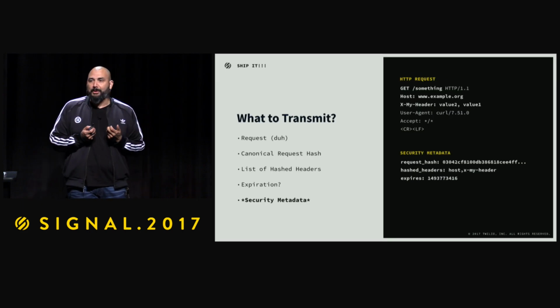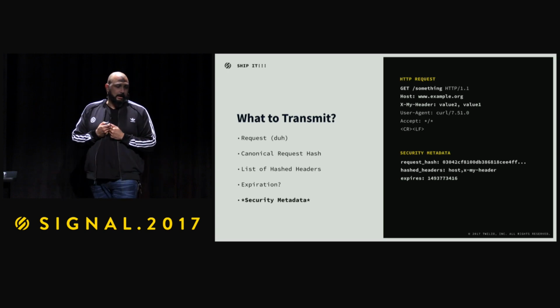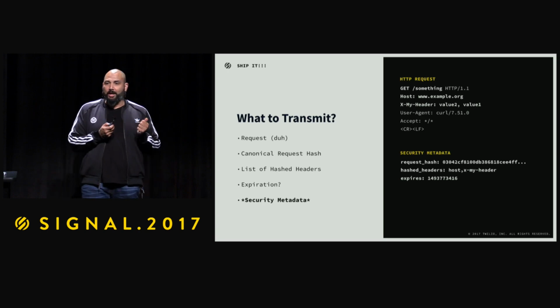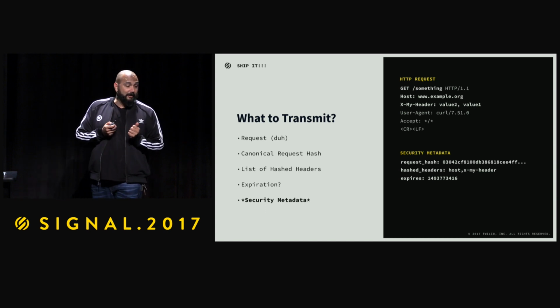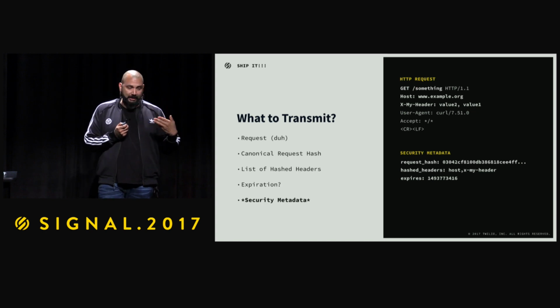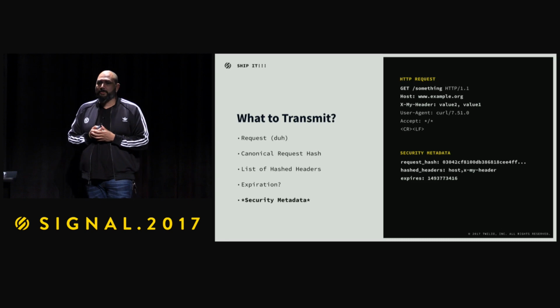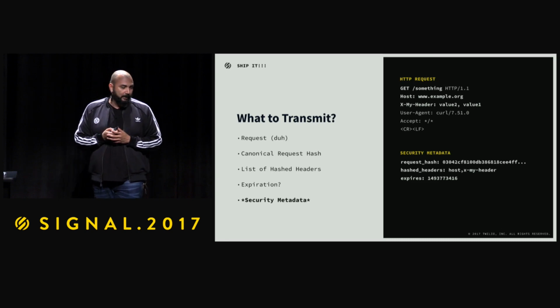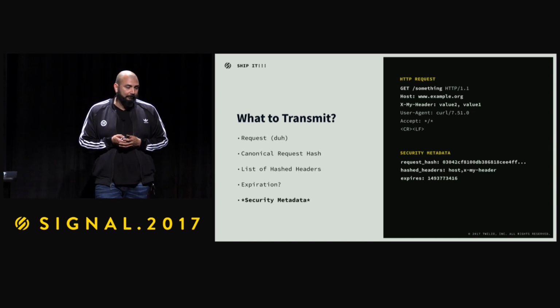So what do we need to transmit with this request, right? Well, obviously, we need to transmit the original request. We need to transmit the canonical request hash, which we just calculated. We need to transmit the list of hashed headers, that is, the headers that we use to construct the request hash. It might be a good idea to set an expiration so that we know how long this request is good for. Collectively, we might consider all these together as security metadata.